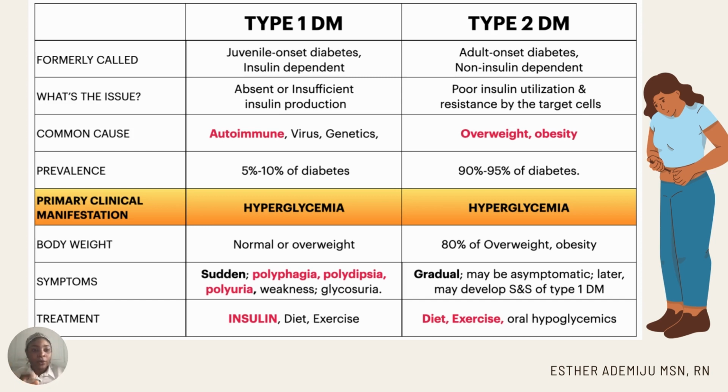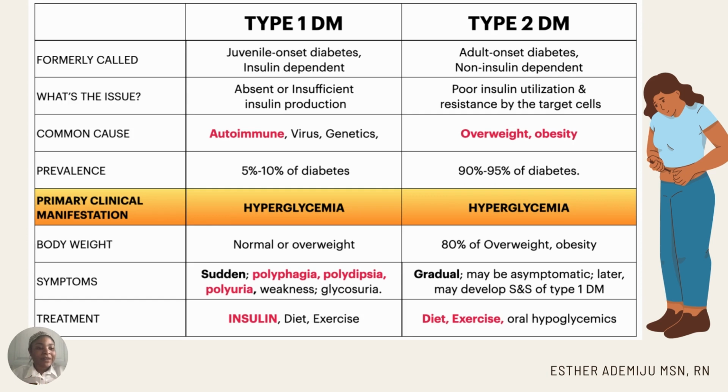You should know that type 1 diabetes used to be referred to as juvenile onset diabetes, but we no longer use that name because now even adults are having type 1. And type 2 used to be the one referred to as adult onset. But again, now we have younger kids acquiring type 2 diabetes. Type 1 also used to be called insulin dependent because these people are literally dependent on insulin. They need insulin. While type 2 used to be called non insulin dependent.